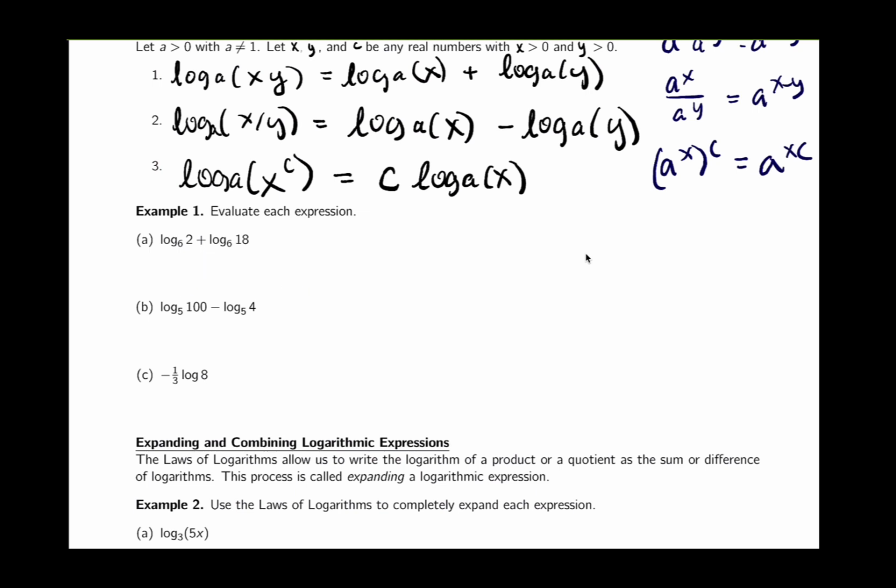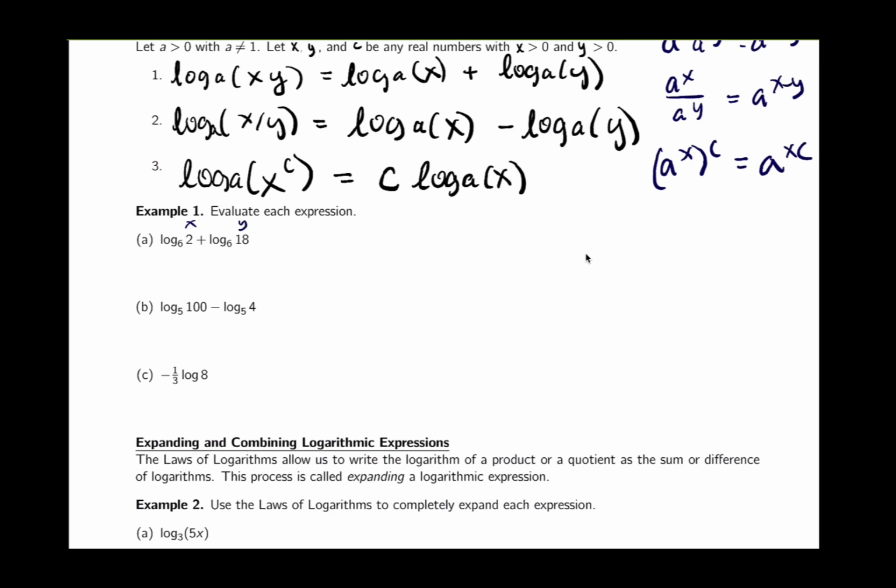But if we use our laws of logarithms, we might be able to combine this into 1 logarithm that can be simplified. I see here that I am adding between 2 different logarithms, and this makes me think about my first law of logarithms. If we use this first law up here and use it kind of backwards, 2 is taking the place of my x, and 18 is taking the place of my y.